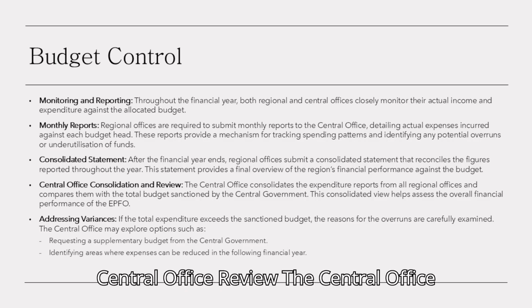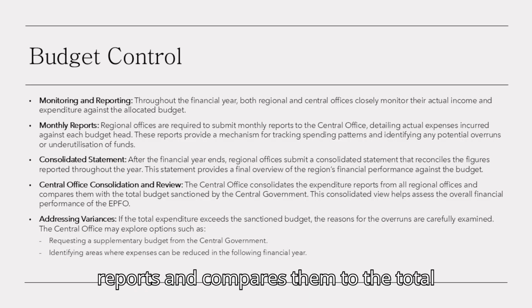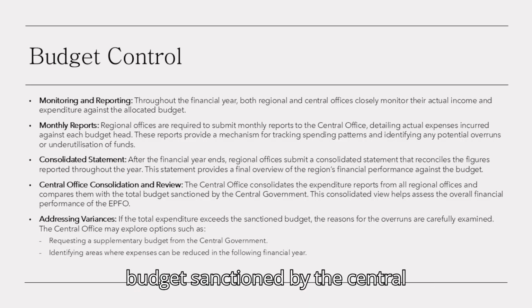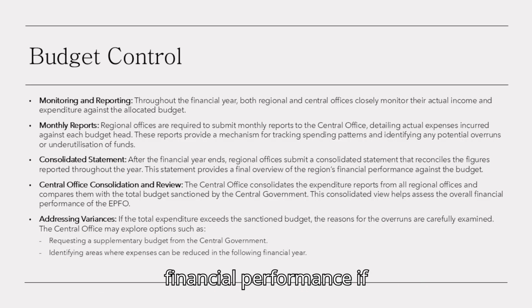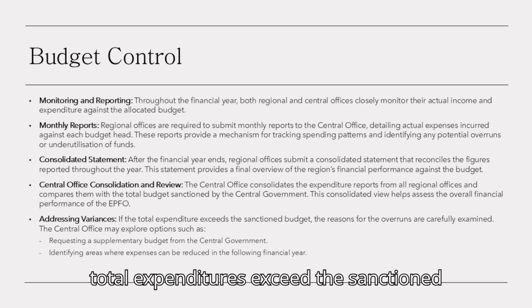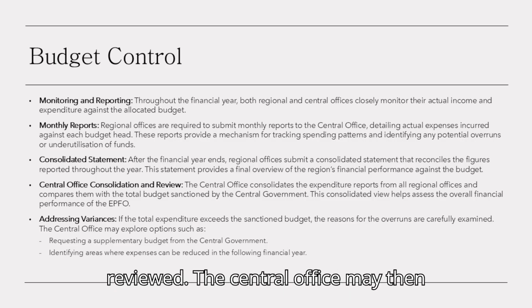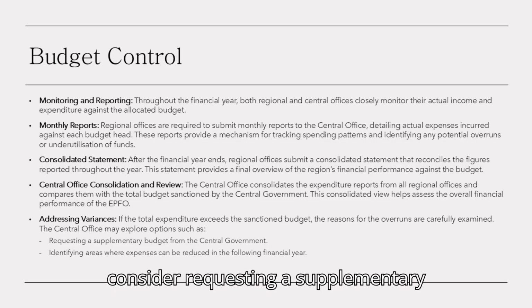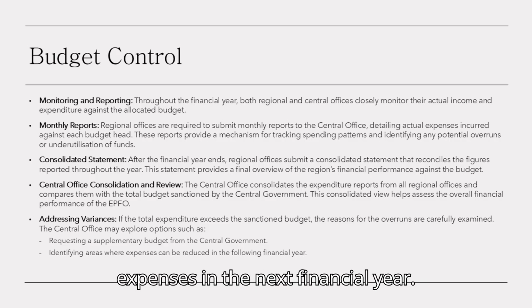Central Office Review. The Central Office consolidates all regional expenditure reports and compares them to the total budget sanctioned by the central government, assessing the EPFO's overall financial performance. If total expenditures exceed the sanctioned budget, the reasons are carefully reviewed. The Central Office may then consider requesting a supplementary budget or identifying areas to reduce expenses in the next financial year.